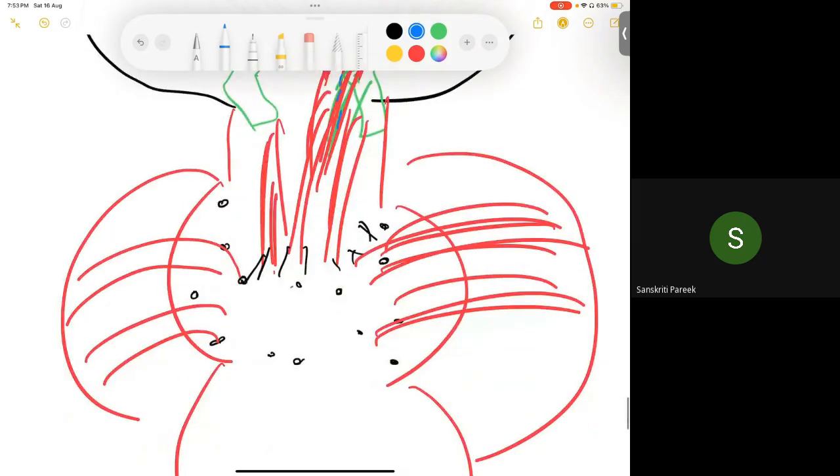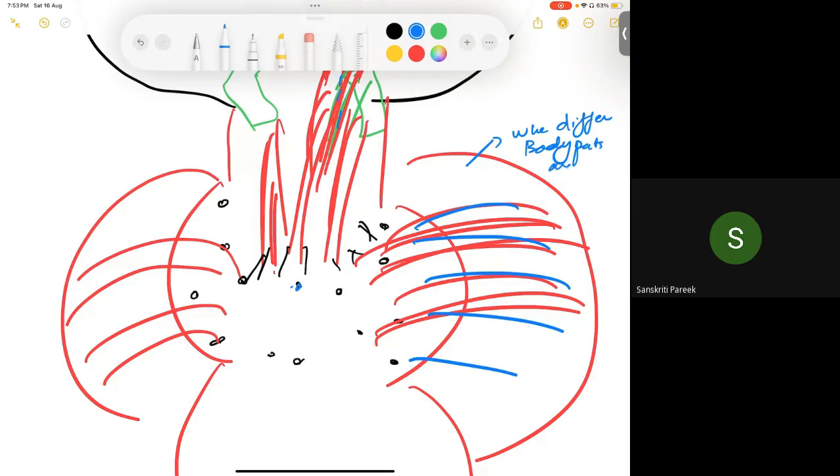They're going to synapse on the pontine nucleus and enter into the cerebellum. Why do the fibers enter into the cerebellum? Because we know that the cerebellum already has the sense of where different body parts are lying.